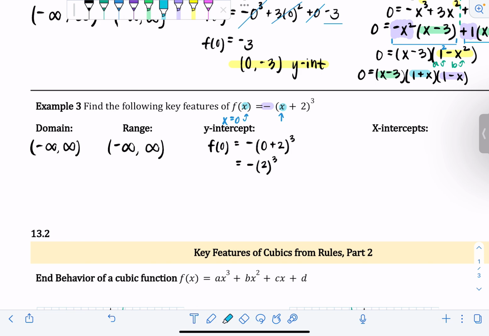So we take the 2, we raise it to the third power, and then we just bring the negative down. We're not raising the negative to the third, even though the outcome would be the same. It would be different if we had an even exponent, but 2 to the third is 8. So we end up with f of 0 equals -8 once we bring the negative down, and that's our y-intercept, so we'd write it as (0, -8).